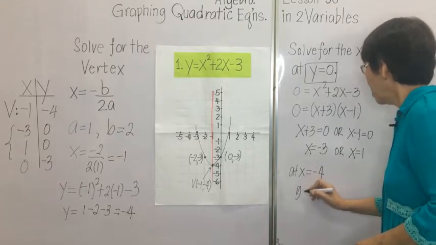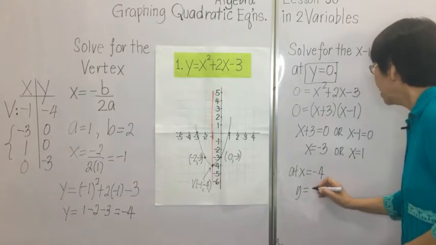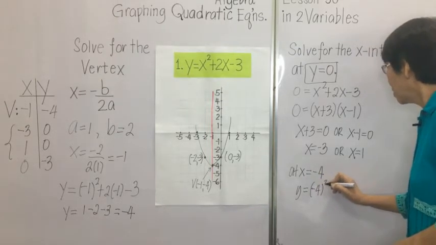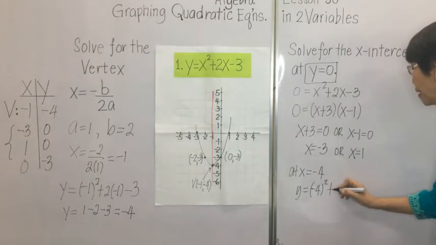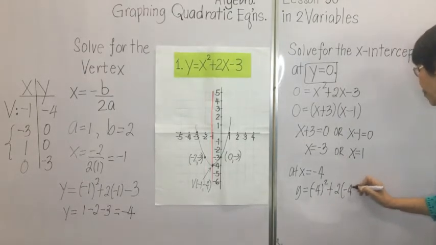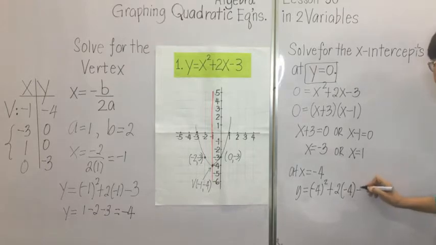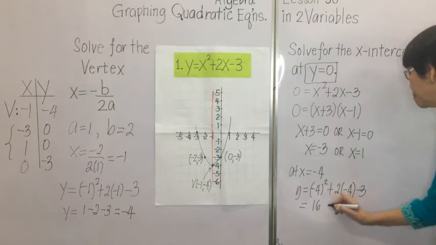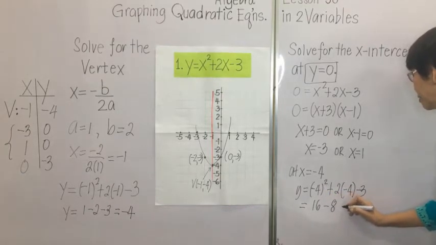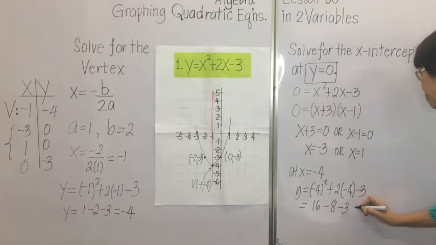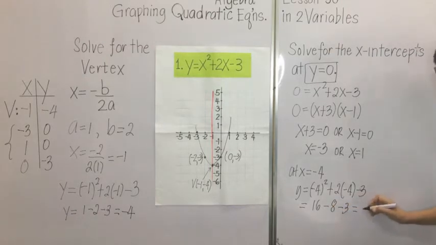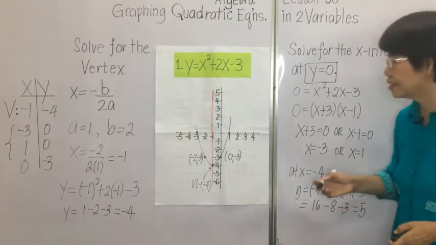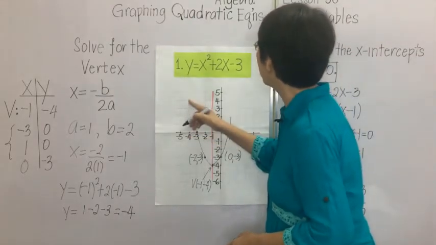So y is equal to negative 4 quantity squared plus 2 times negative 4 minus 3. And this is 16 minus 8 minus 3. So we have 8 minus 3 is equal to 5. So we can add another point here, negative 4, 5.